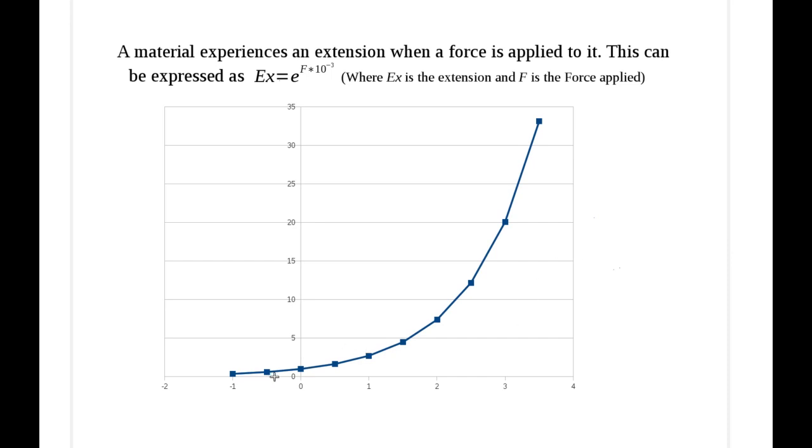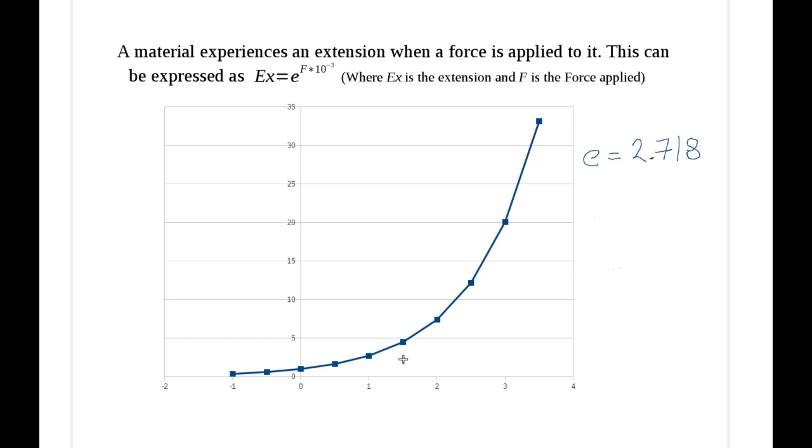Okay, what I've got here is a graph of the exponential, e to the power of f times 10 to the minus 3. As you'll be aware, e is the common Euler's number. So for example, e equals 2.718. Okay, so that's to the power of the force.